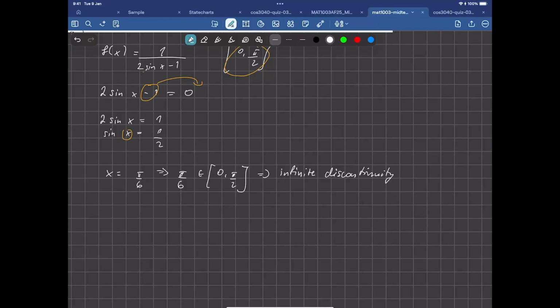discontinuity at x equals pi over 6. And that's your final answer for this one.